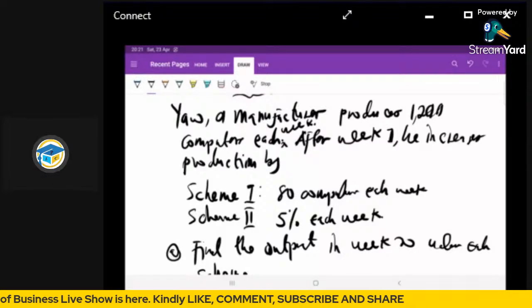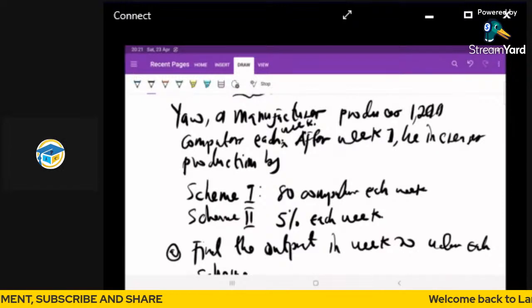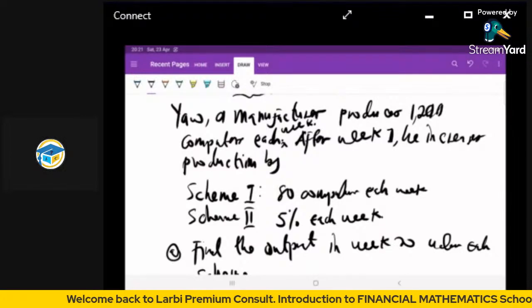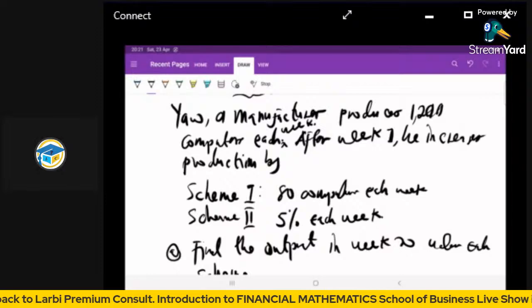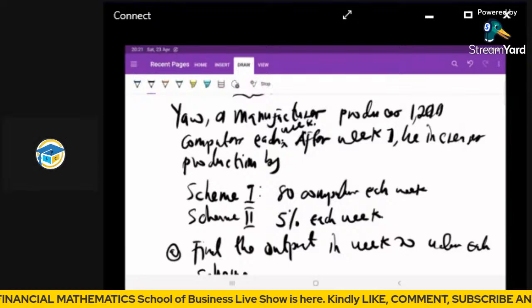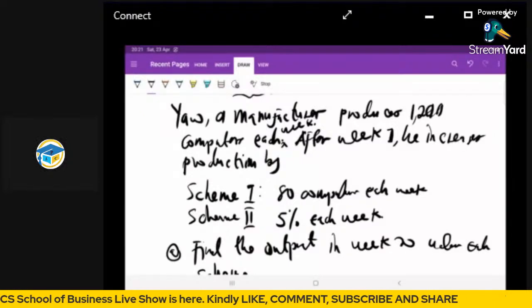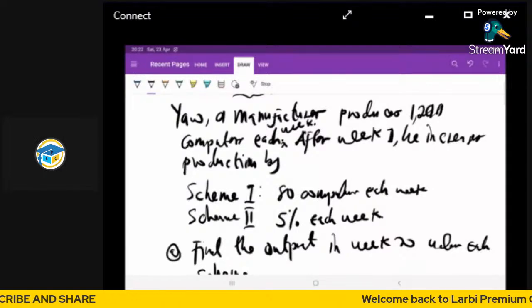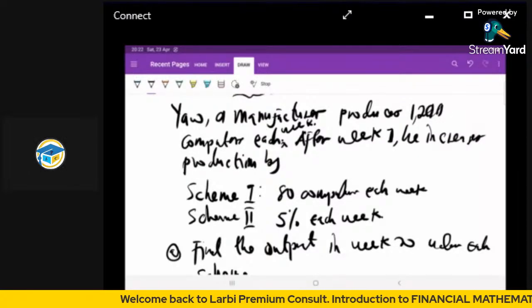So the 80 is going to be the difference in this case. The increase means that each week he increased his production by 80 computers. So that's going to be the difference. And we are asked to find the output in week 20. So week 20 is going to be the number you want to find. So in week 20, what will be the output of computers that the manufacturer would have produced within that week? So very simple.